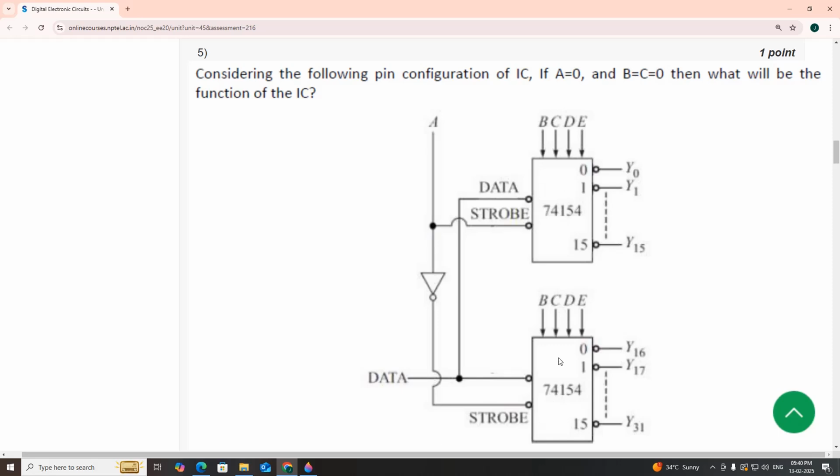Now we can see here, if A is equal to 0, this is directly given to the strobe. This is enabled. The first 74154 is enabled, whereas for this one the strobe is coming through a NOT gate. The NOT gate output is 1, and therefore this is not enabled. So the second IC is not enabled. That is a simple thing here.